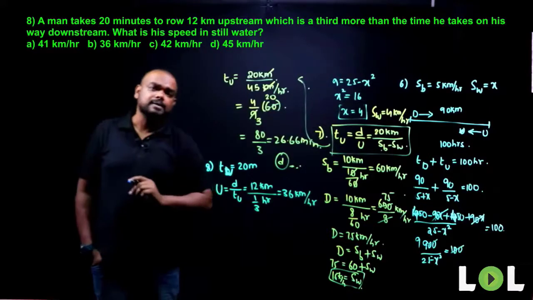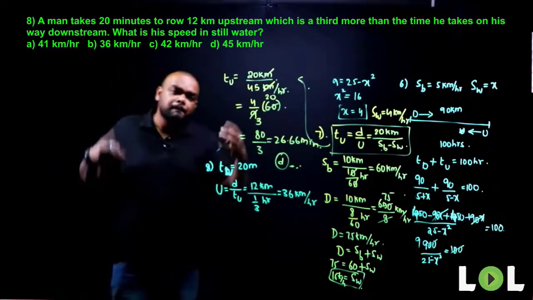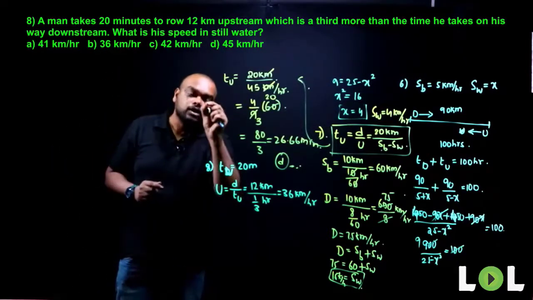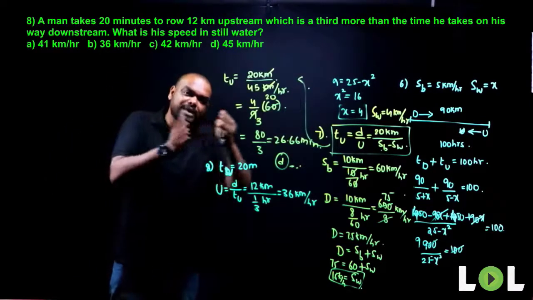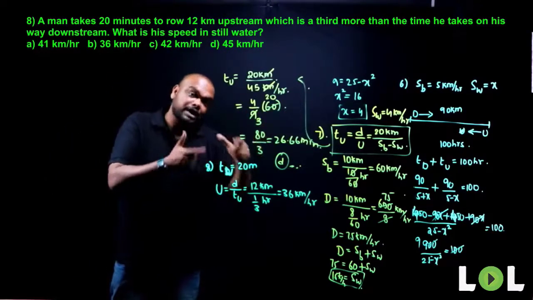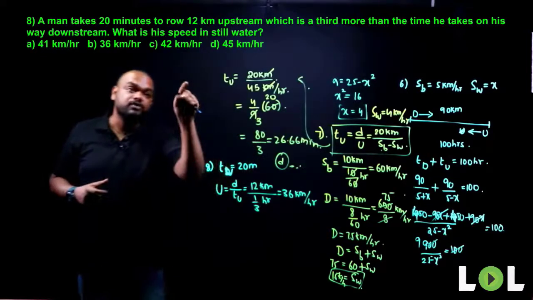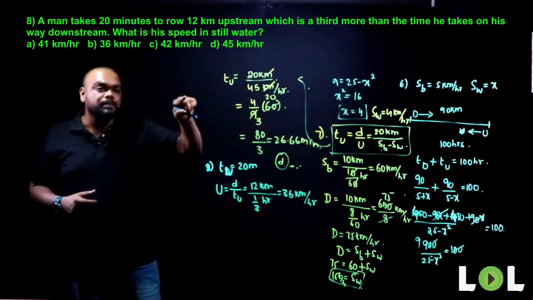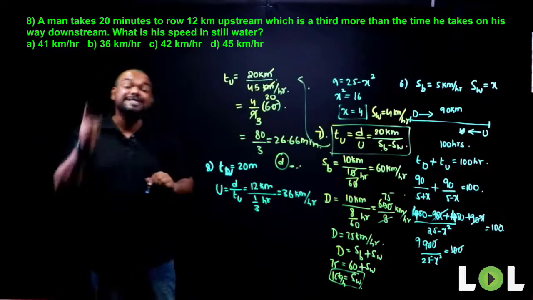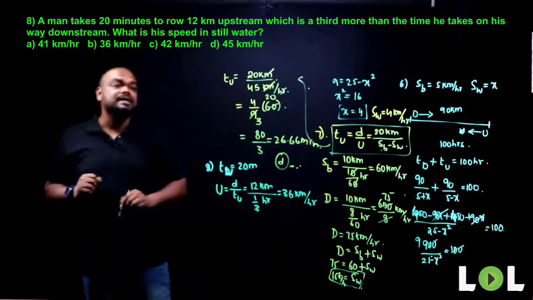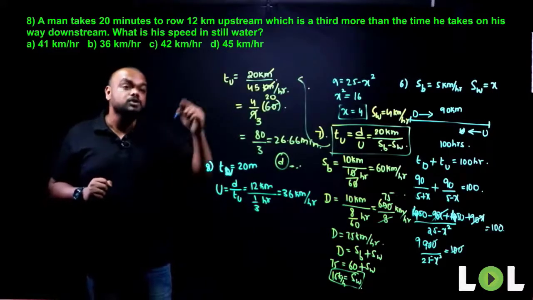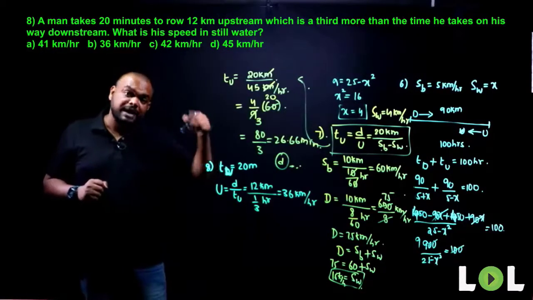Now look at the other data clearly. He's merging the data completely and trying to confuse you here. But you have to open every single datum they've given individually. That's when you can understand the question. Look at the first point. A man takes 20 minutes to row 12 kilometers upstream, which is a third more than the time he'd taken on his way downstream.